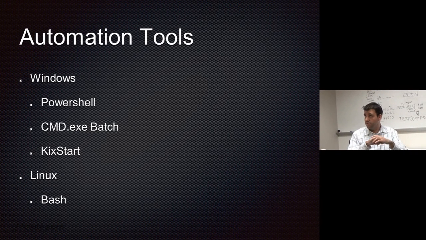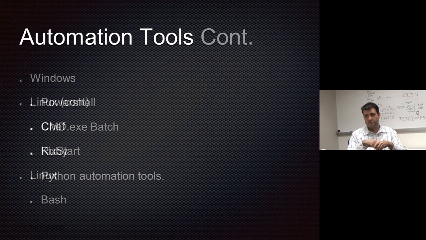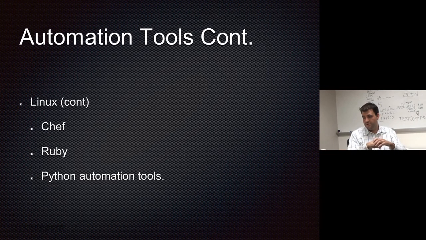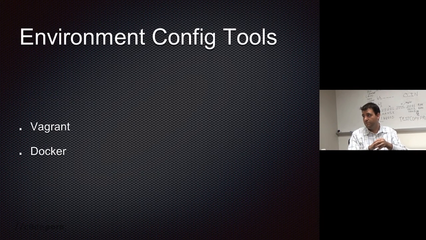There's tons of automation tools out there. On the Windows side, there's PowerShell. You can of course do command executable, kickstart scripts if you want to go old school. Linux, there's Bash, Ruby, Chef, Python automation tools. And then for environment config tools, there's really only two right now, which is Vagrant and Docker.